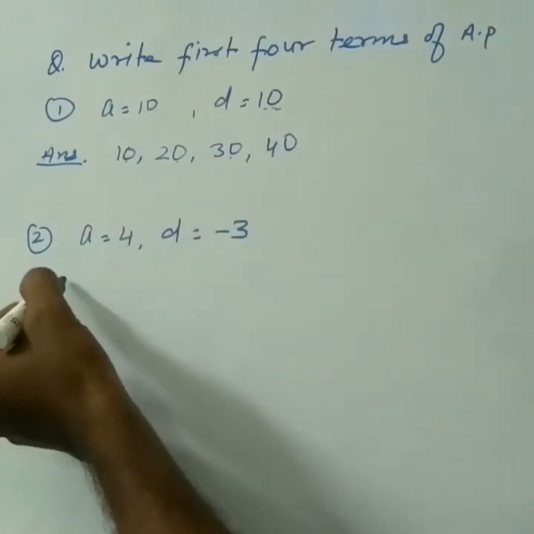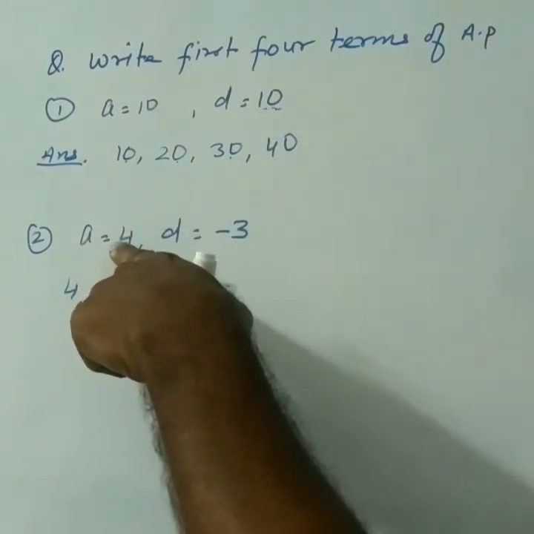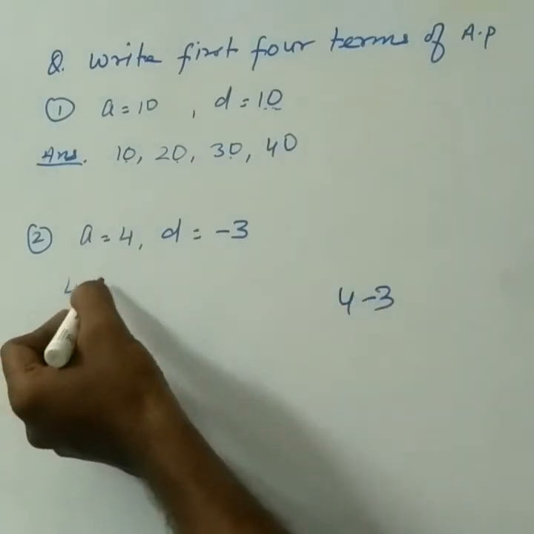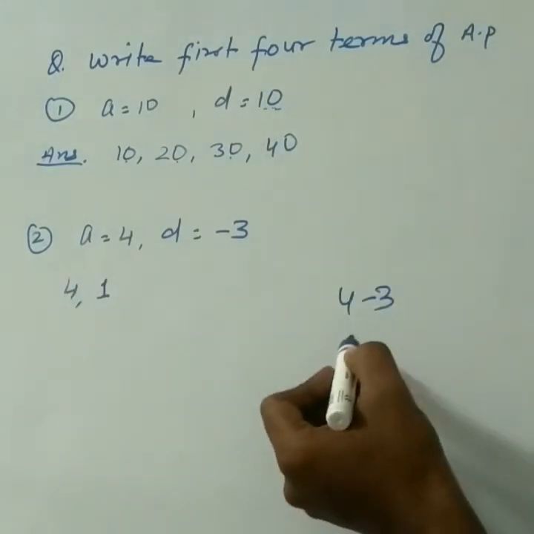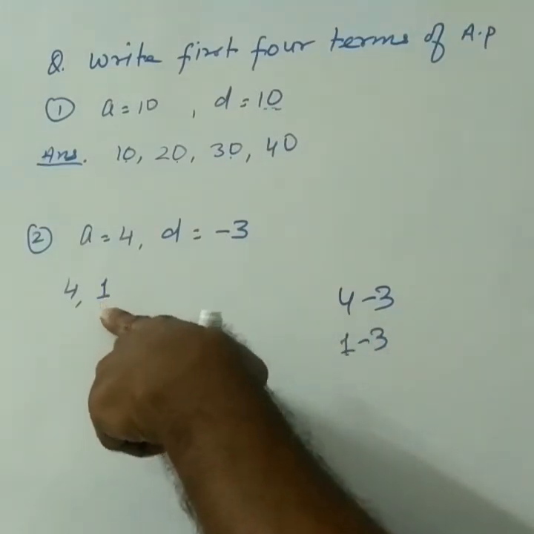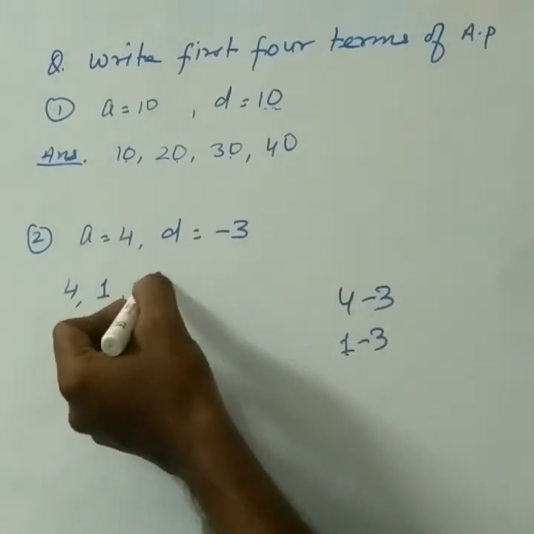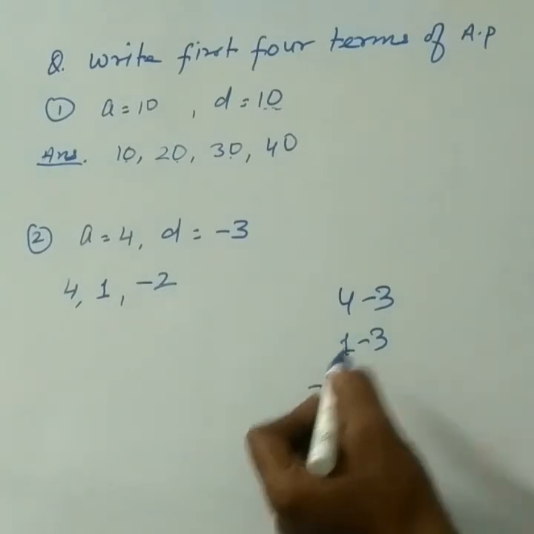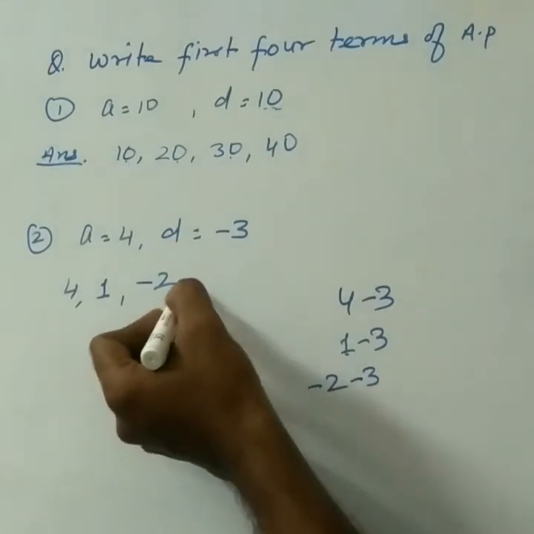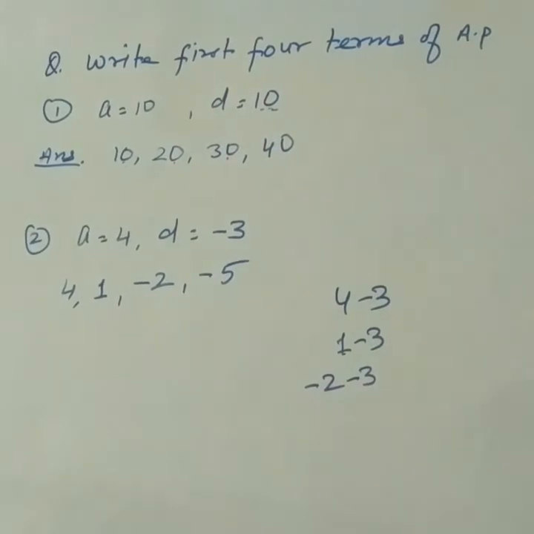Here the first term is given 4. Now we add minus 3 to this. When we add minus 3 to 4, it is 4 minus 3, which is 1. We have obtained the second term as 1. So we add minus 3 to this. We get minus 2. Then add d to this term, that is minus 2 minus 3, which is minus 5. These are the first four terms of this AP.